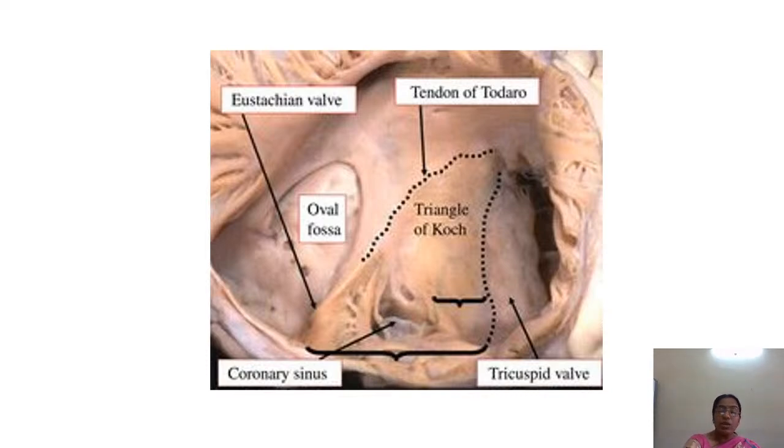So what is the triangle of Koch? It is bounded by the tricuspid valve, the coronary sinus, and the tendon of Todaro above. Within this, it forms a triangle called the triangle of Koch. The importance of the triangle of Koch is that the AV node, one of the pacemakers, the atrioventricular node, is situated in the triangle of Koch.